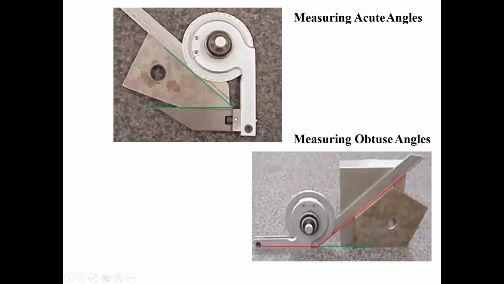Measuring an acute angle: if you want to measure the acute angle, then you have to use this attachment, called the acute angle attachment. And this is for measuring an obtuse angle. This is the obtuse angle. You can measure this one, right?